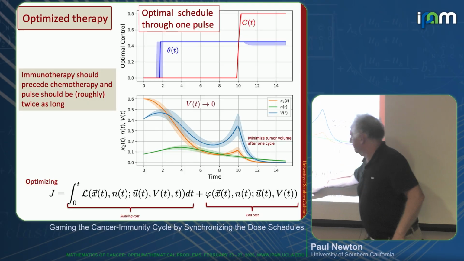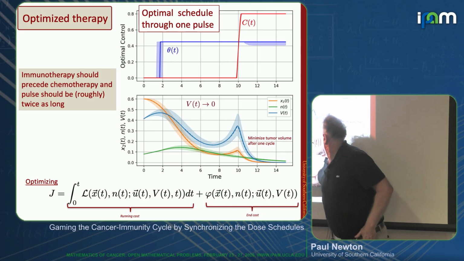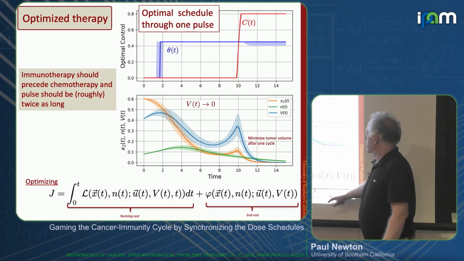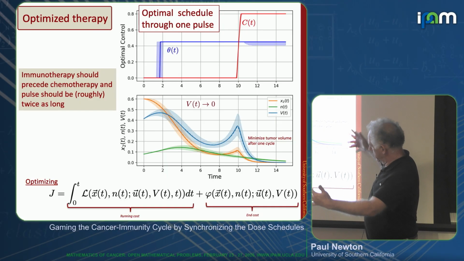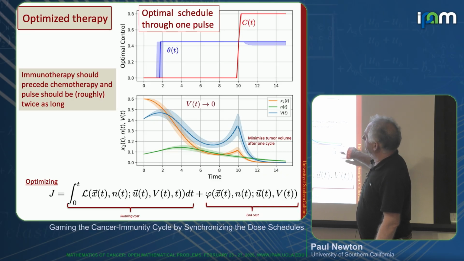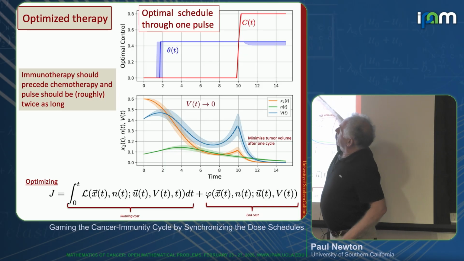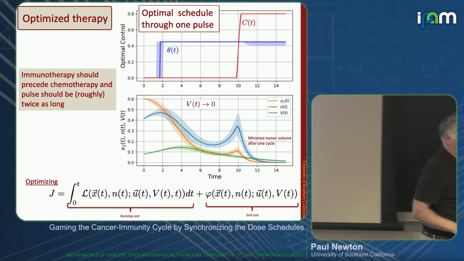So we did the optimization based on a cost function. We have a running cost through the full time, and then we have an end cost where we're trying to minimize the tumor volume at the end of the time. This would be an example of a result of optimized time-dependent therapy, not pulse therapy. This is what the time-dependent therapies end up looking like: the immunotherapy, the chemotherapy. More or less, immunotherapy is twice as long as the chemotherapy.